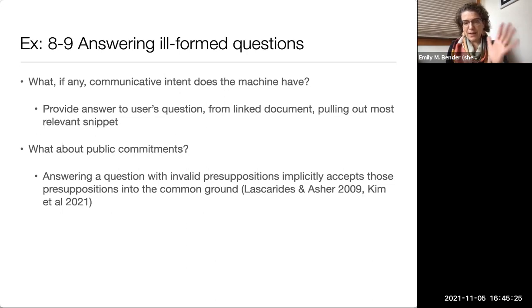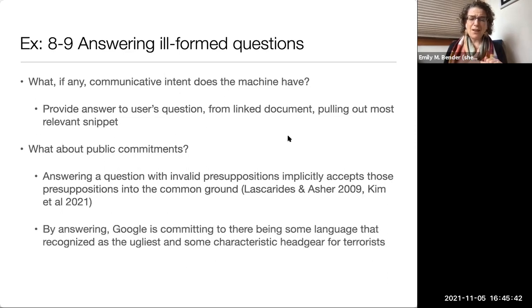And for discussion of that in the linguistic context, see Laskaridis and Ashra 2009. This Kim et al. 2021 paper is actually a computational approach to trying to identify presuppositions and fact check them first before answering the question, which seems like a really interesting direction of research. By answering these questions, Google is committing to things like there is some language that is recognized as the ugliest, and there is some characteristic headgear for terrorists.